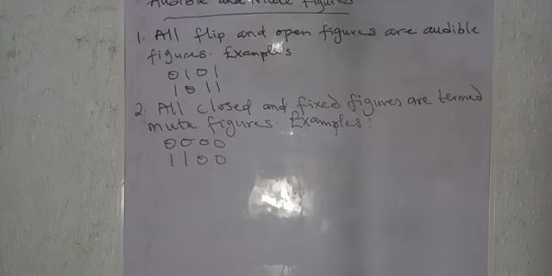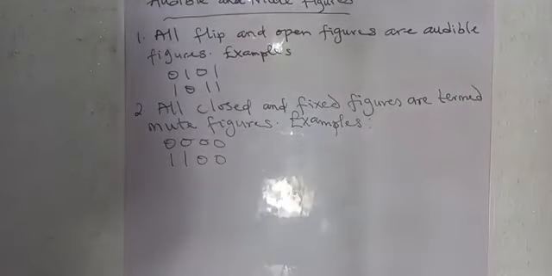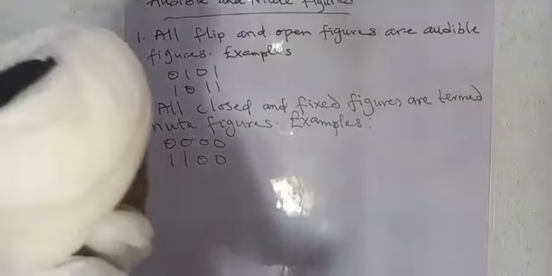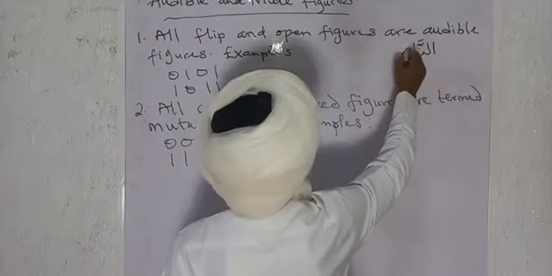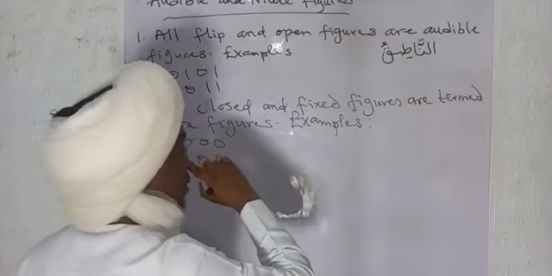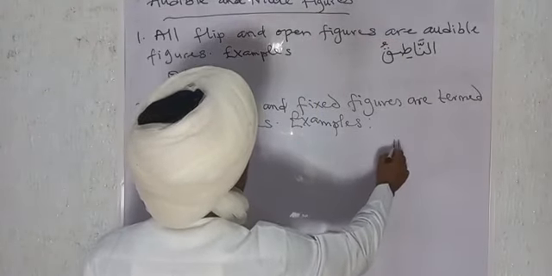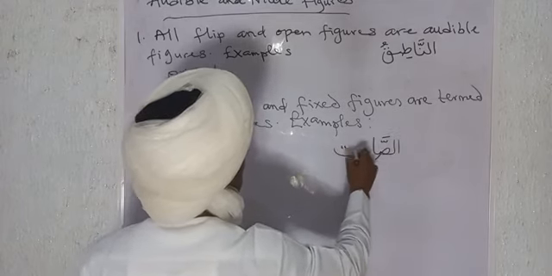In Arabic, audible figures are called Natik. Natik is talking. While the mute figures in Arabic are called Samit, speechless.